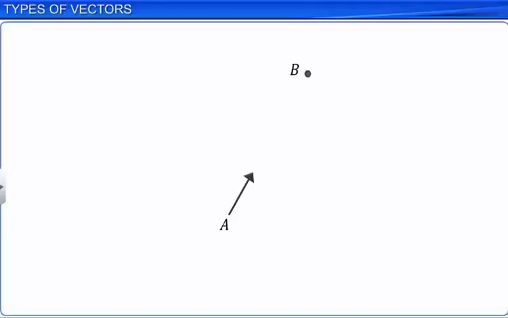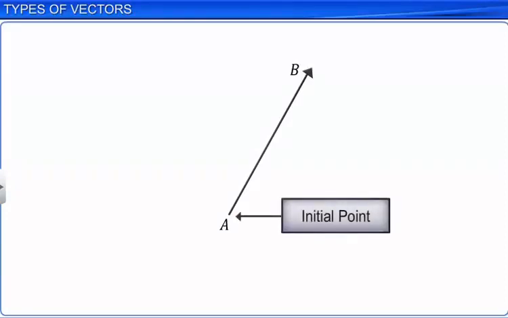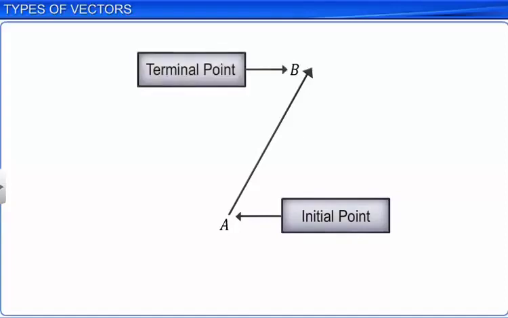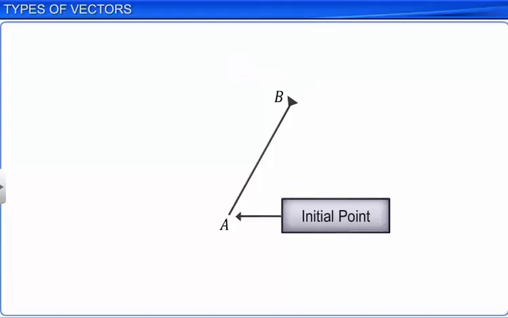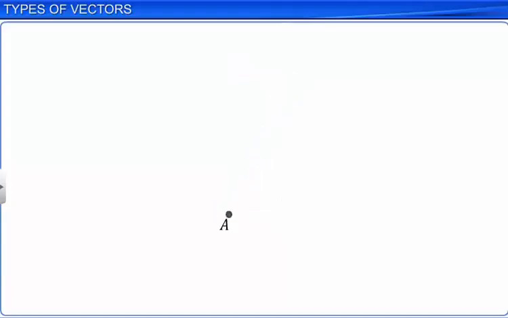You already know that a vector is a directed line segment. You also know that the starting point of a vector is called its initial point, and its end point is called its terminal point. A vector whose initial and terminal points are the same is called a zero vector.